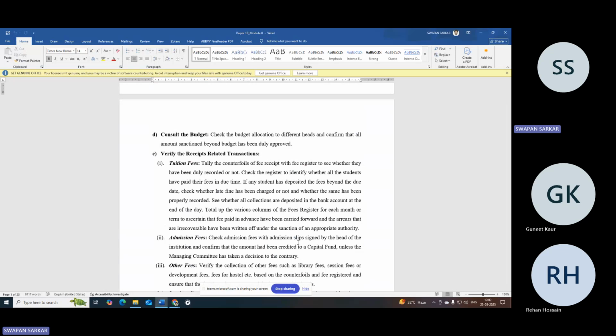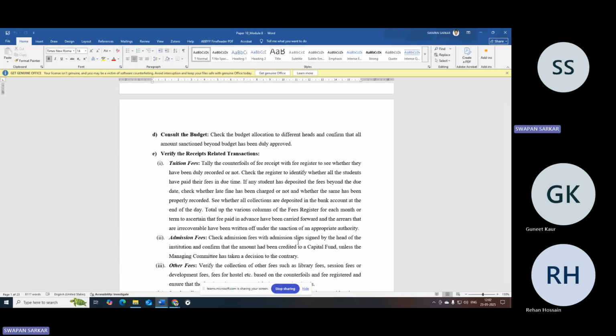Now verify the receipt related transactions. For any education institution, the most important source of revenue is tuition fee from students. So tally the counterfoil of the fee received with the fee register to see whether they have been duly recorded or not. Check the register to identify whether all the students have paid their fees in due time. If any student has deposited the fees beyond the due date, check whether the late fine has been charged or not and whether the same has been properly recorded.